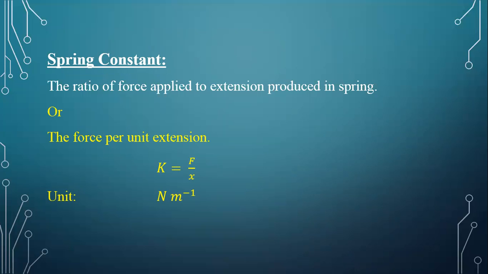For force there is Newton, for extension there is meter. The larger the value of K, the harder the spring. The harder a spring is, the greater the value of K. So we can say that the value of K depends upon the nature of the material of the spring used, that is, what material the spring is made of. And it also depends upon the units used to measure this force per unit extension. So the larger the value of K, the harder the spring.